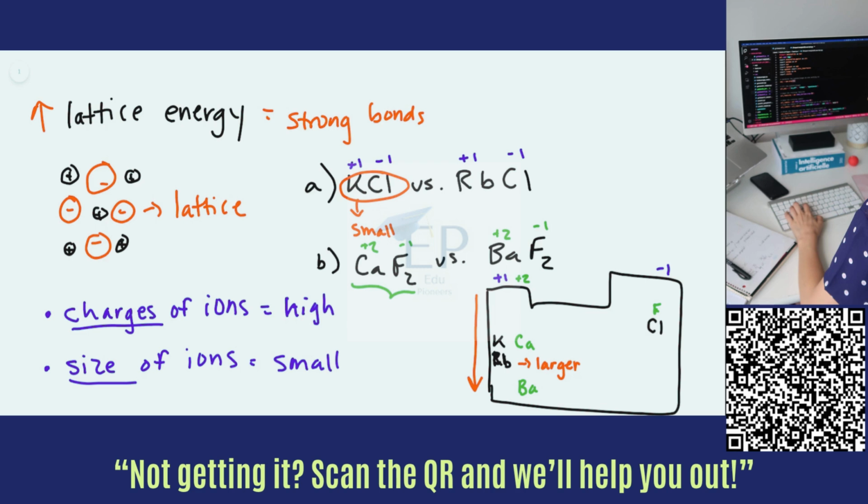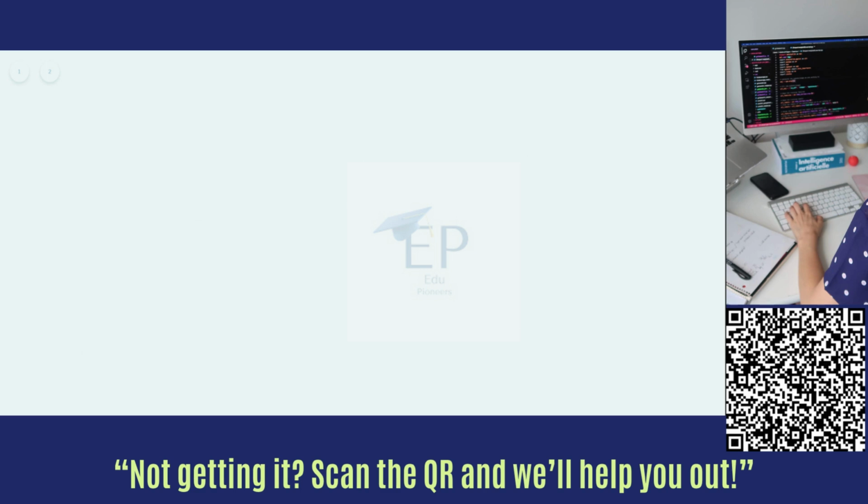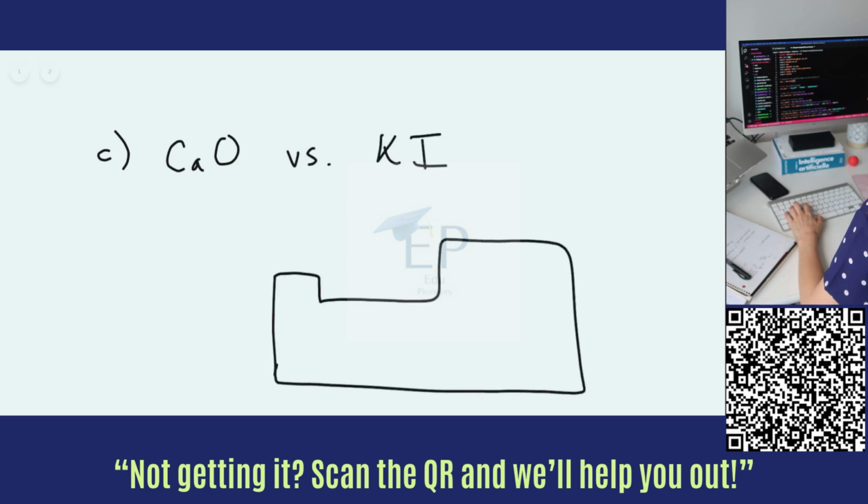All right, and finally, let me get a new whiteboard, it's getting crowded there. For part C, we're looking at calcium oxide versus potassium iodide. So again, let's check out where these guys are located on the periodic table. So we have calcium in group 2 over here. We have oxygen in group 16. So we'll have a +2 and a -2 charge respectively.